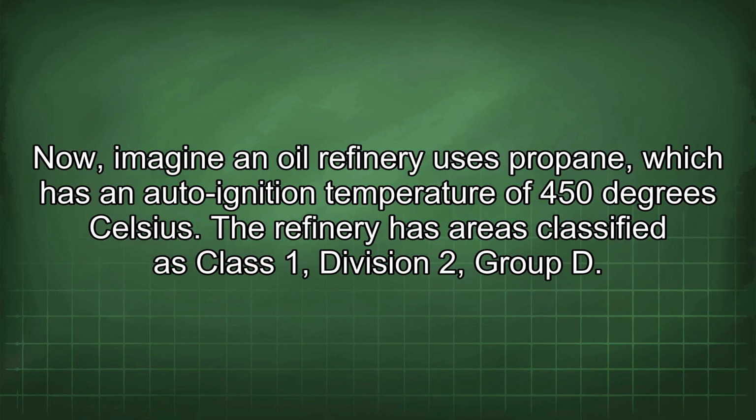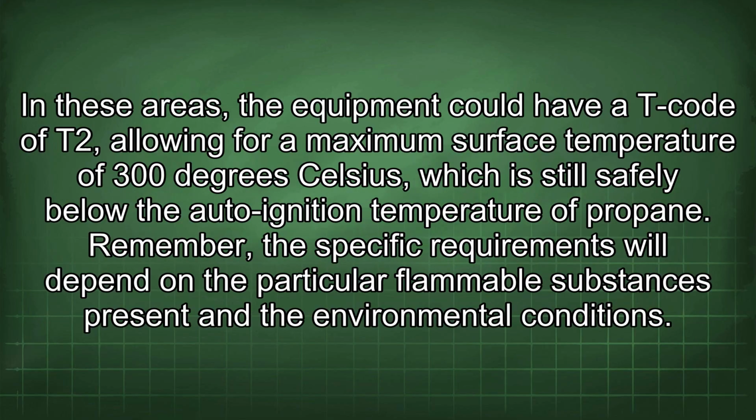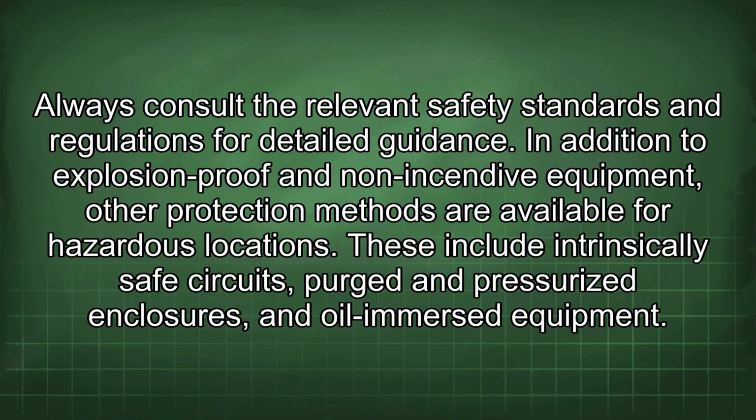Now, imagine an oil refinery uses propane, which has an auto-ignition temperature of 450 degrees Celsius. The refinery has areas classified as Class 1, Division 2, Group D. In these areas, the equipment could have a T-code of T2, allowing for a maximum surface temperature of 300 degrees Celsius, which is still safely below the auto-ignition temperature of propane. Remember, the specific requirements will depend on the particular flammable substances present and the environmental conditions. Always consult the relevant safety standards and regulations for detailed guidance.